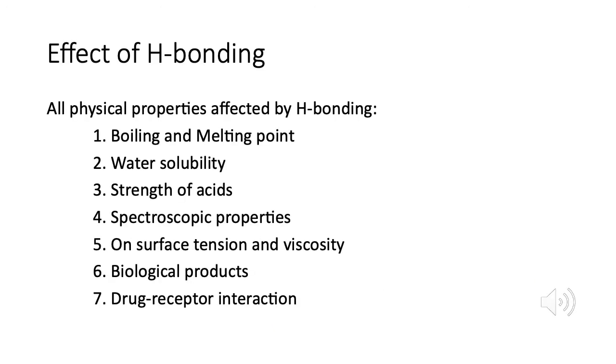So hydrogen bonding can affect many physical properties of a molecule, including changing the boiling and melting points, altering its water solubility, the strength of an acid, the spectroscopic properties, even things like surface tension and viscosity of a liquid, the biological products, and drug receptor interaction.